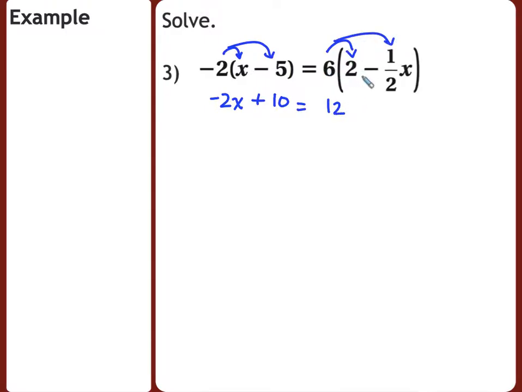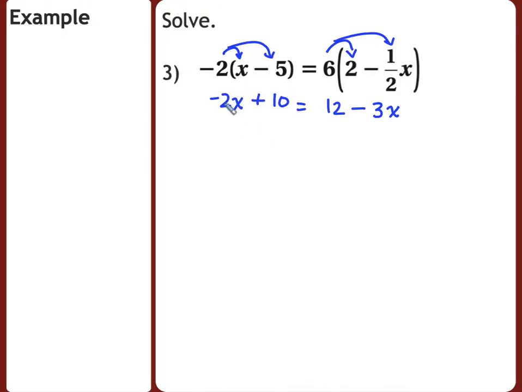And this is 6 times a negative 1/2 x. So 6 times a half is 3x. And I keep the negative here. So notice a negative times a negative is a positive. Here a positive times a negative is our negative.